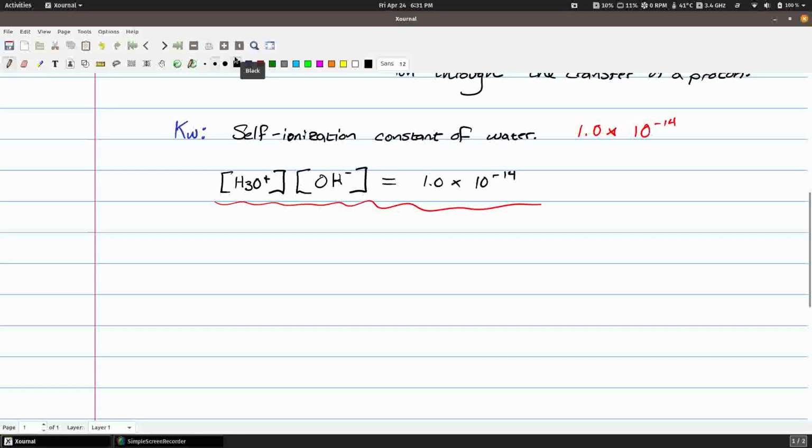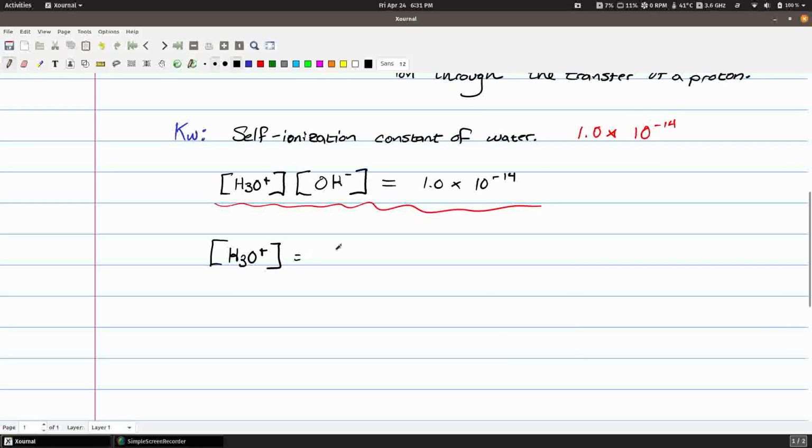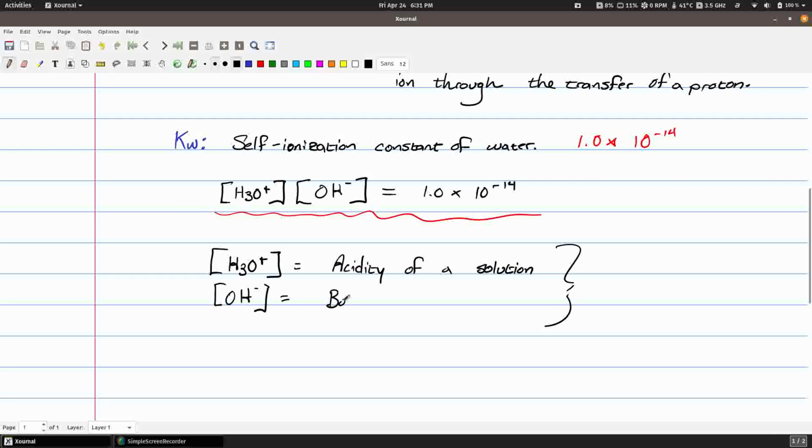So let's write some definitions right now. Your concentration of hydronium is the acidity of a solution. This is what this is equal to. And your concentration of hydroxide is the basicity of a solution, or how basic it is. Just making sure I write this correctly because I'm not the best at spelling. Basicity of a solution.